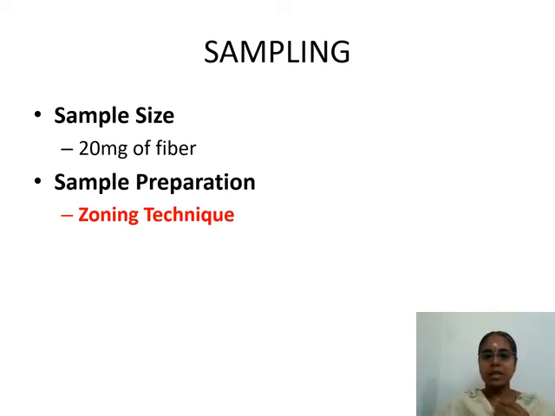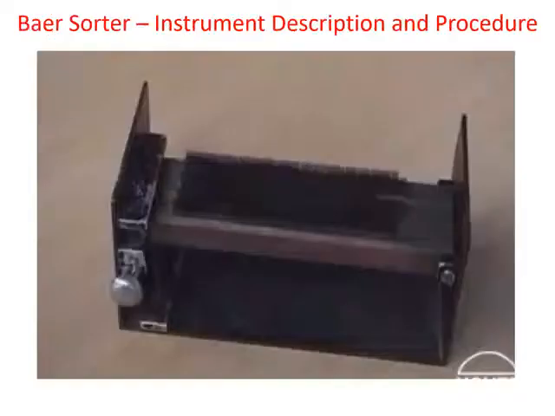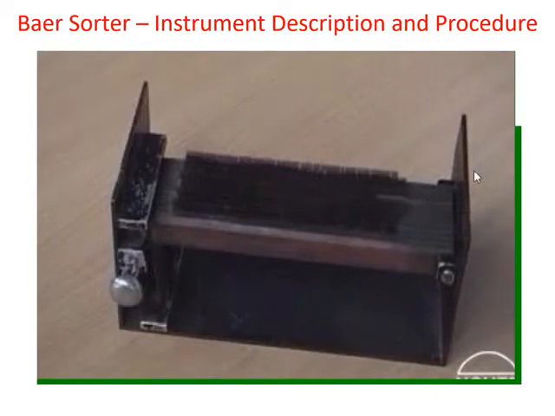Next, the sample preparation is by zoning technique, not only for fiber length, but for fiber fineness, fiber strength, and maturity experiments. All of them use the zoning technique. I will give the details of the zoning technique in another video. Now we are going to look into the instrument description, and this is the Baer sorter instrument.